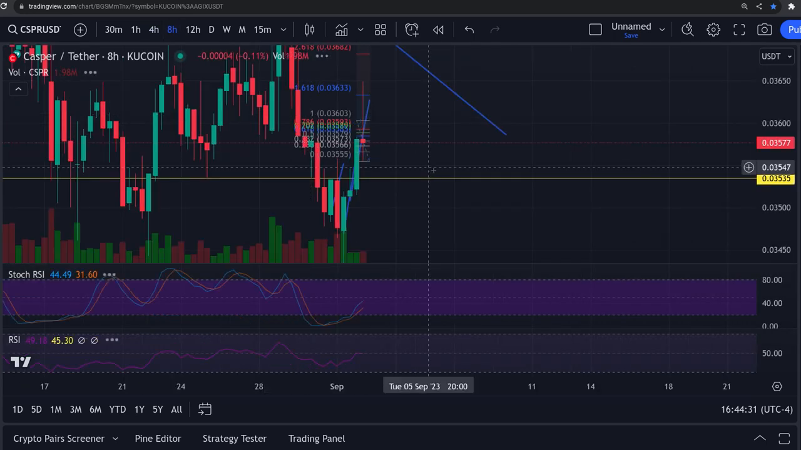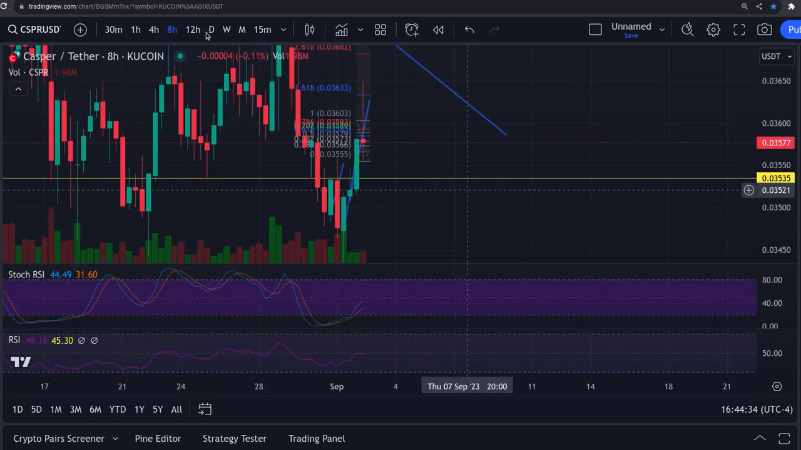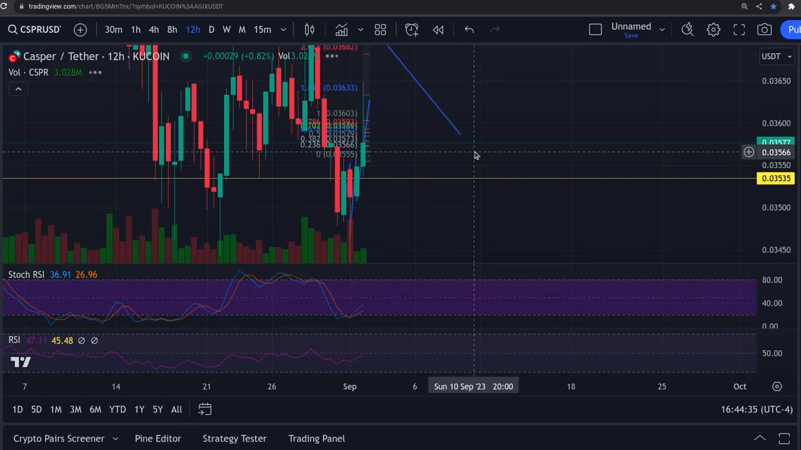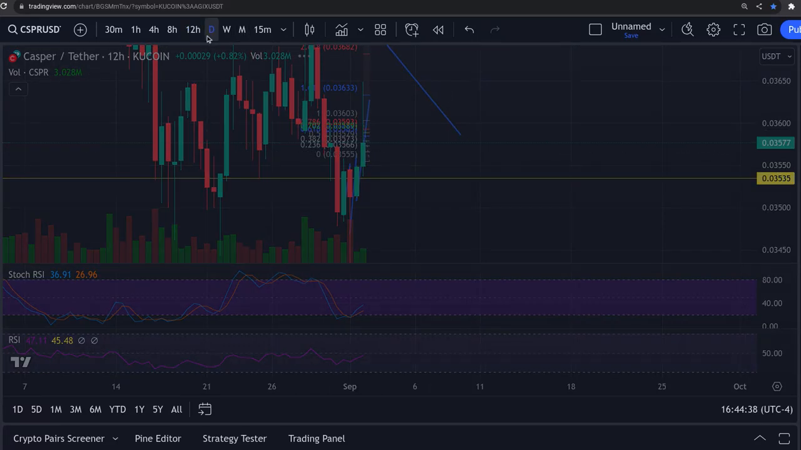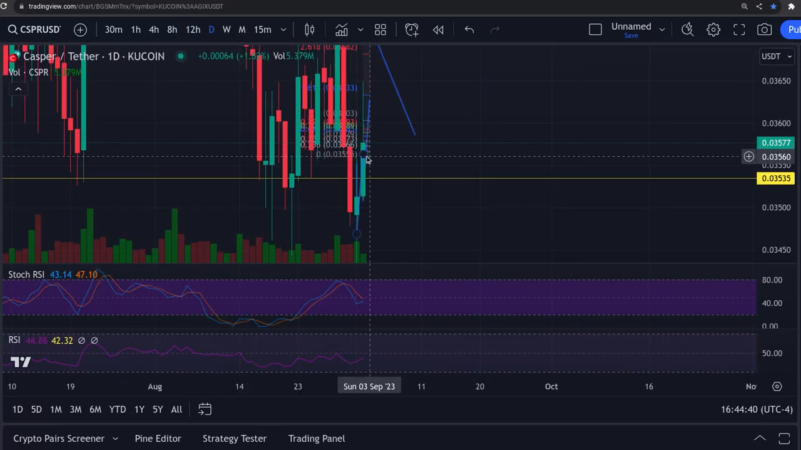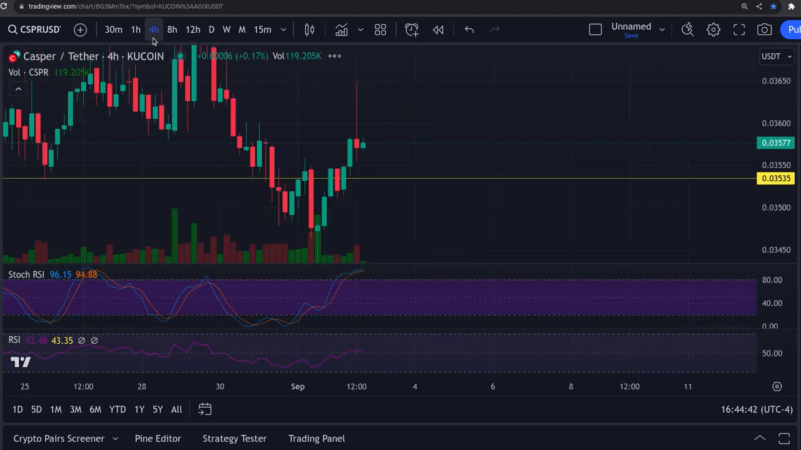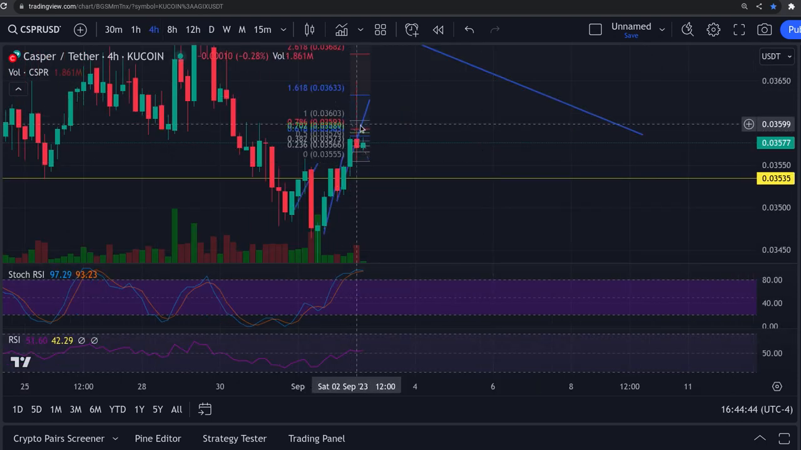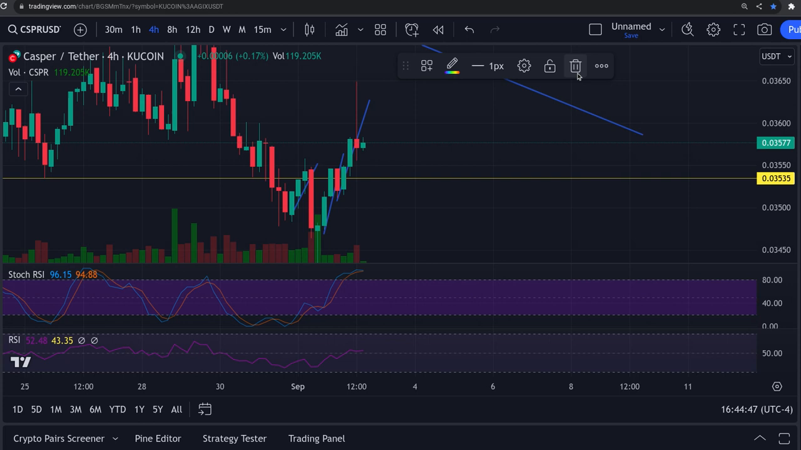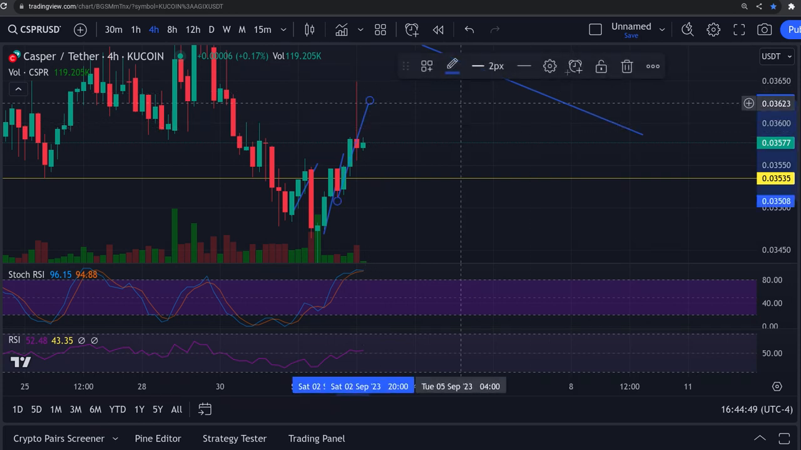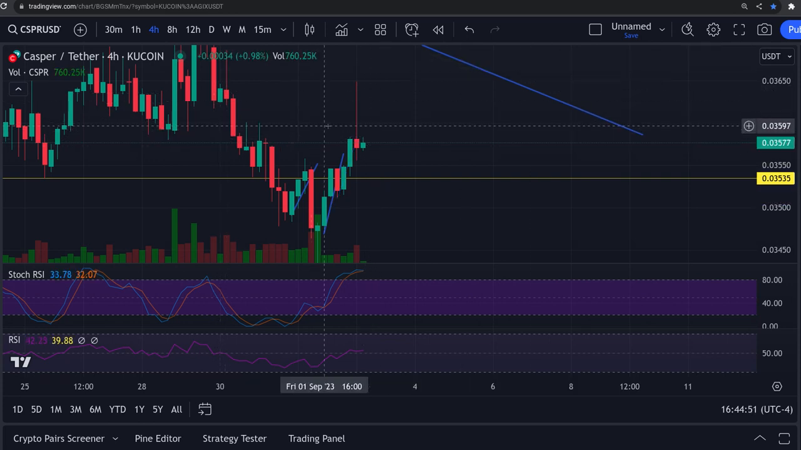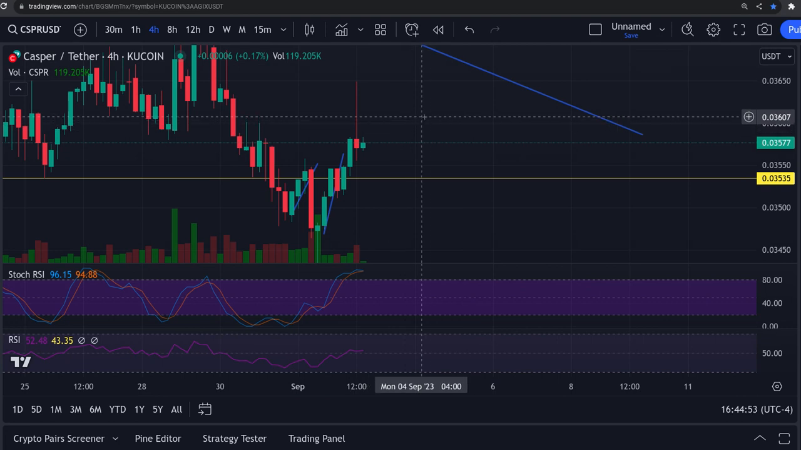We got the 8-hour trying to turn back up. We got the 12-hour trying to turn up. And the daily is turning up. Alright, so it looks like this thing wants to head up from here. So let's take a look. And if it goes above that, you put your stop loss up there. I show you how to do all that, and then you go with your trade from there.